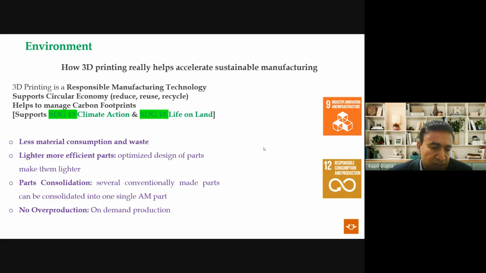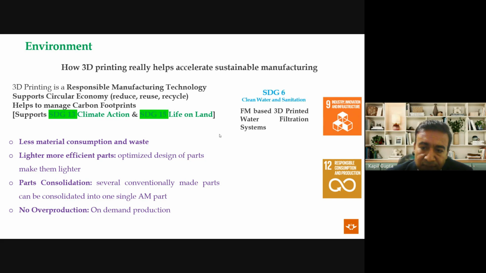Apart from that, like I said, less material consumption and wastages, lighter and more efficient parts. Part consolidation is possible. No overproduction, on-demand manufacturing. That's why you do not need the very long supply chain or the inventory required. So these are the interventions towards supporting various sustainable development goals, specifically related to the environment.